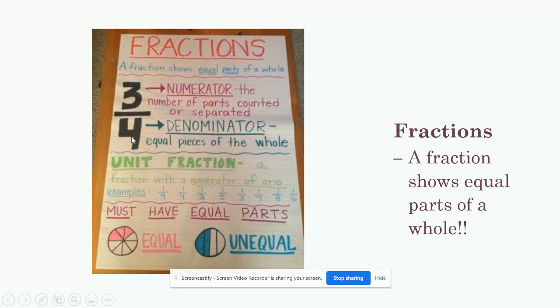Denominator, that is the bottom number. The denominator is the number of equal pieces of the whole. So if I divide a chocolate bar into 4 equal pieces, then my denominator is 4. If I divide my candy bar into 2 equal pieces, then my denominator is 2. The denominator tells you how many parts the whole has.